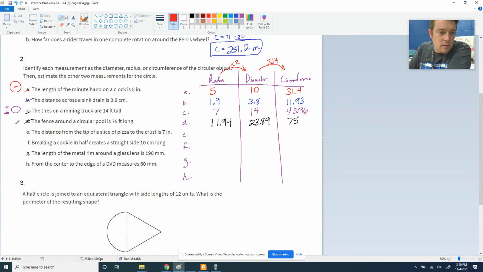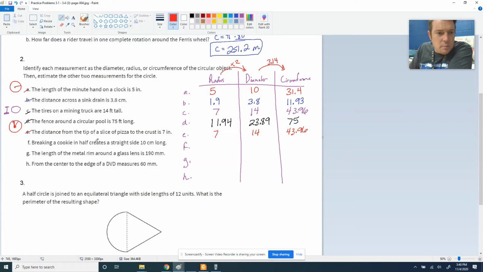So if this is pizza, you slice out from the tip to the crust, which would be just another version of the radius. So 7-inch radius, we've already done that one. That's 14 and 43.96. So we're going to do math for that. It's the same as C.